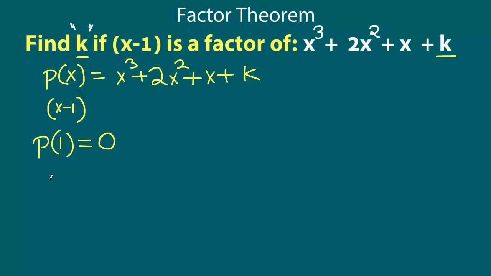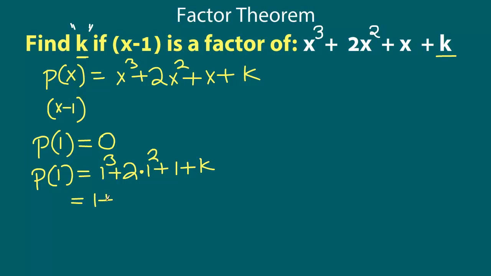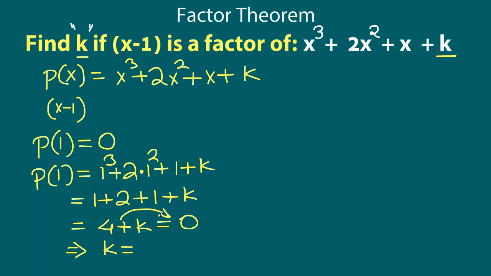So p of 1 will be, wherever we have x, we replace it with 1. So 1 cubed plus 2 times 1 squared plus 1 plus k. Or what we have here is 1 cubed is 1, plus 2, plus 1, plus k. Or simply we have 4 plus k. Now this must be equal to 0. So from here we take the 4 to the other side, and we get k equals minus 4.